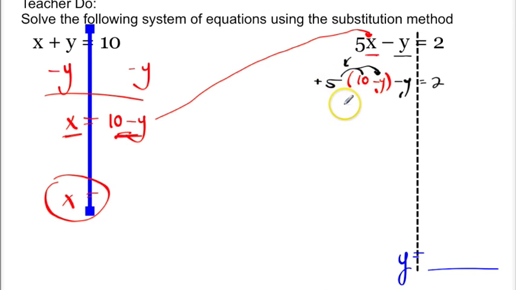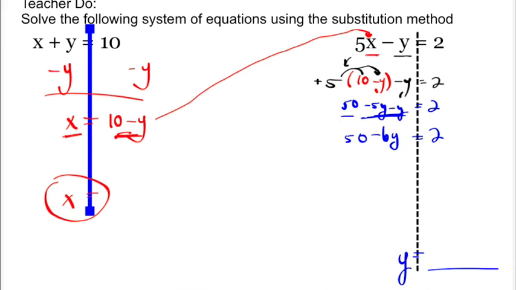5 times 10 is 50. 5 times negative y, watch your signs, is negative 5y. And bring down this negative y equals 2. Combine your like terms right here. Negative 6y, bring down the 50. And that equals 2. I want to get y by itself.